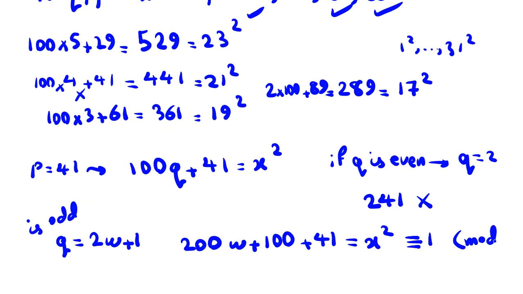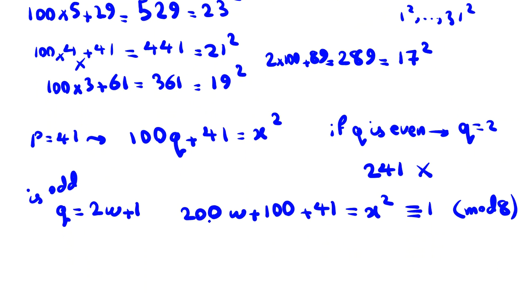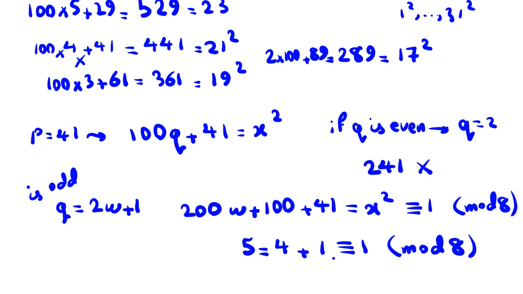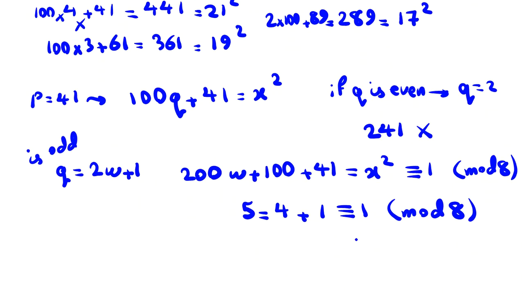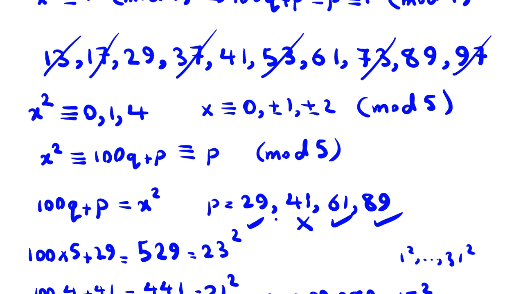If we check the left side here, 200 is a multiple of 8. 100, if you divide it by 8, it will be 4. Plus this 1 is congruent to 1 mod 8. So the left side will be 5, the right side is 1. So 5 is congruent to 1 mod 8, and it is a contradiction because 8 divides 5 minus 1, which is 4, but 8 doesn't divide 4. So we proved that 41 doesn't work.